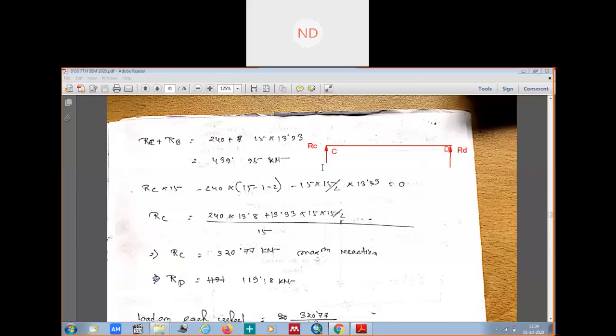Now, this distance is how much? The span of the crane girder is given to us to be 15 meter. Now we know one more thing.